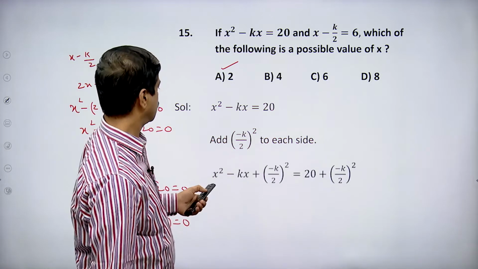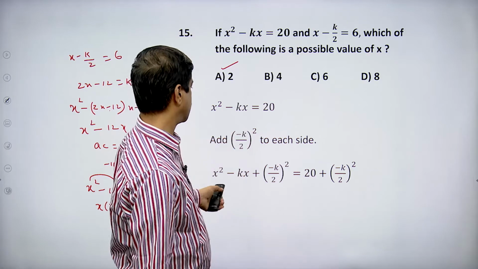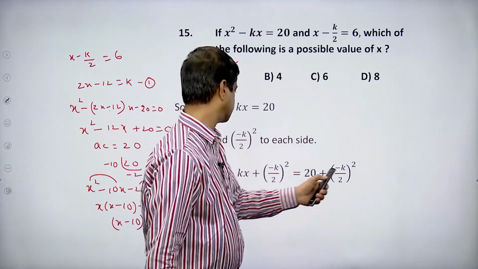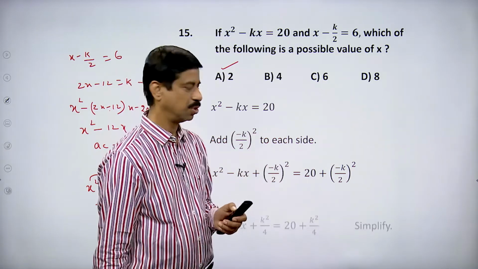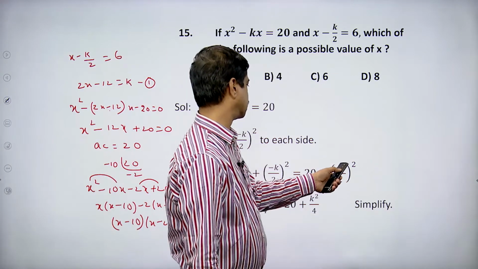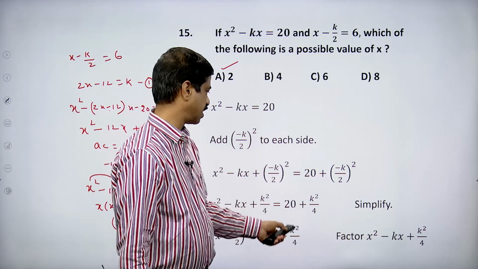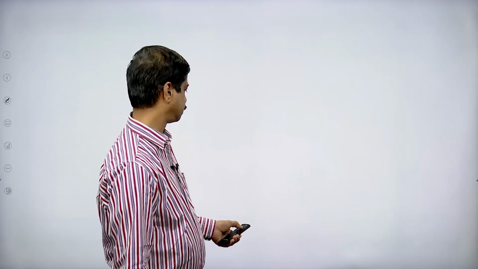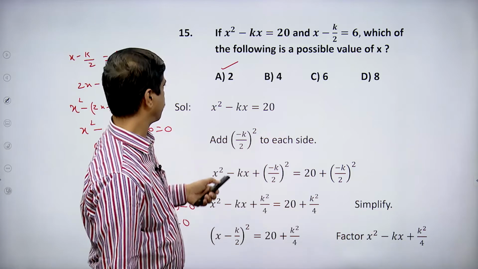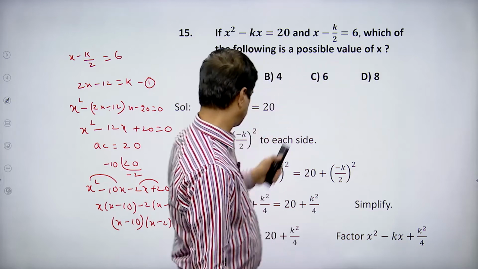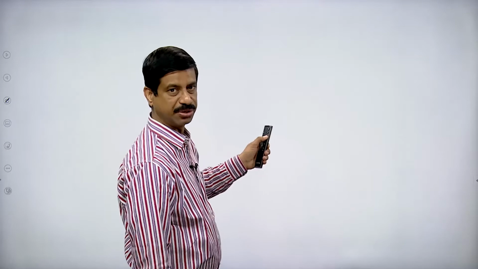So, here what we are doing for this is adding minus k by 2 whole square on each side. So, you will be getting this. So, this is x minus k by 2 whole square equal to 20 minus k square by 4. Okay. Now, what is that 6 you got? From here, x minus k by 2 is 6. So, in place of this I will substitute 6. This is another method, children, you need to understand.